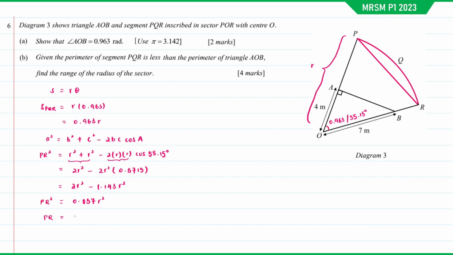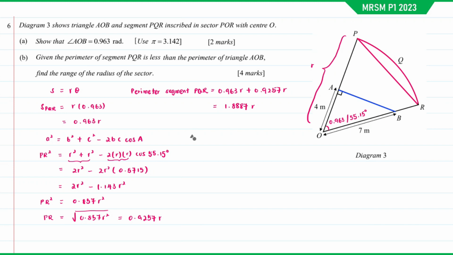So PR is equal to square root of 0.857 R squared, which is equal to 0.9257 R. Then the perimeter of the segment PQR will be 0.963 R plus 0.9257 R, which is equal to 1.8887 R. Next, to find the perimeter of the triangle AOB, we just need to find the length AB.